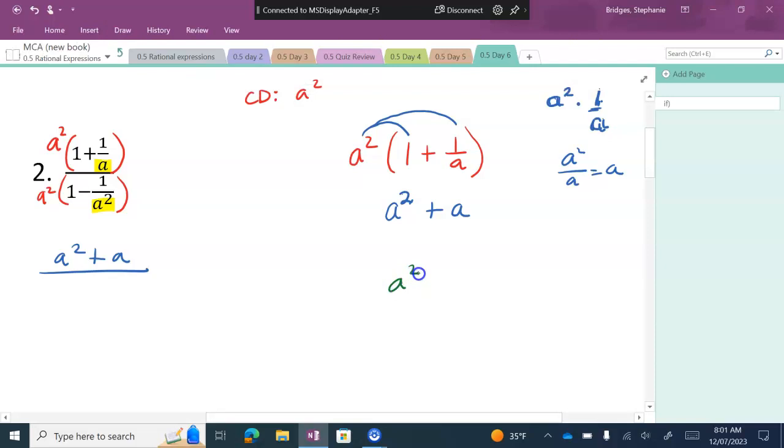We're going to take that a squared, and we're going to multiply it by 1 minus 1 over a squared. A squared times 1 is just a squared. What do I get if I multiply a squared times 1 over a squared? A squared over a squared, which is just 1, right? That's what we have on the bottom.